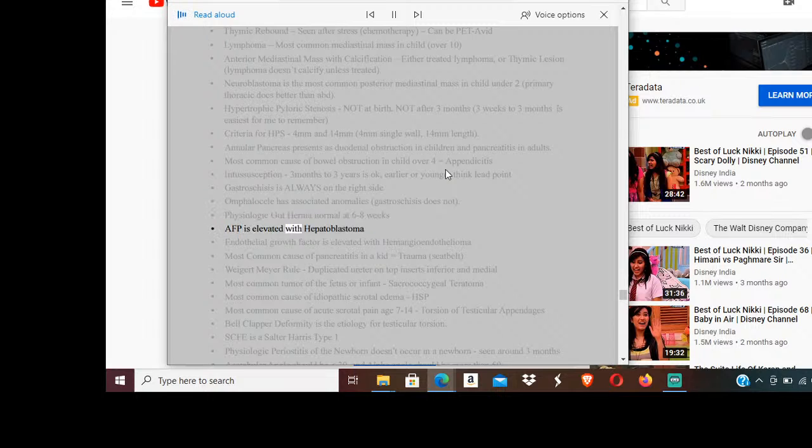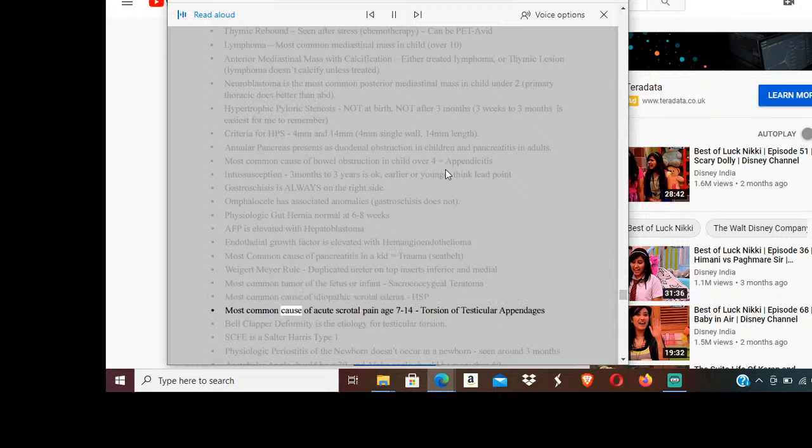AFP is elevated with hepatoblastoma. Endothelial growth factor is elevated with hemangioendothelioma. Most common cause of pancreatitis in a kid equals trauma, seatbelt. Weigert-Meyer rule: the duplicated ureter on top inserts inferior and medial. Most common tumor of the fetus or infant: sacrococcygeal teratoma.